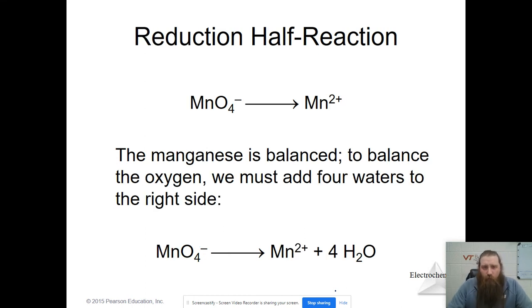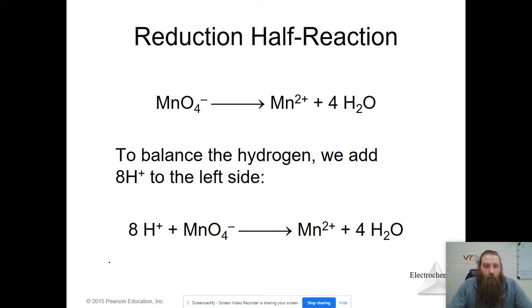When we do our reduction half reaction, MnO4 minus is becoming Mn2 plus, and so our manganese number is fine, but now we have to have oxygen. So remember, we balance oxygen by adding waters. We have 4 oxygens on the left, so we need 4 waters on the right. Whatever that number is for oxygen, that's how many waters we're going to add. But now we've created a problem, right? We've introduced hydrogen, and there's no hydrogen here on the left. So in order to get rid of that, we add H plus, right?